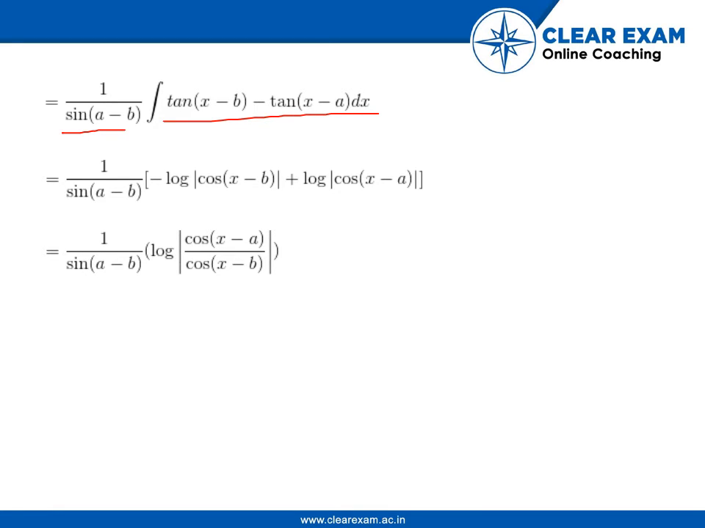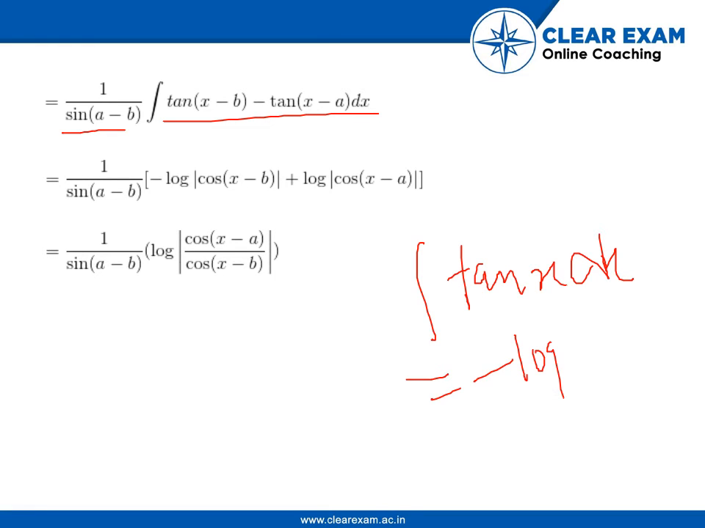Now the integration of tan x dx is equal to minus log of cos x. So we simply use this standard integration and we get the integration of tan(x minus b) as minus log cos(x minus b), and the integration of tan(x minus a) as minus log cos(x minus a). We get a plus here because the minus is multiplied by another minus that came from the integration.